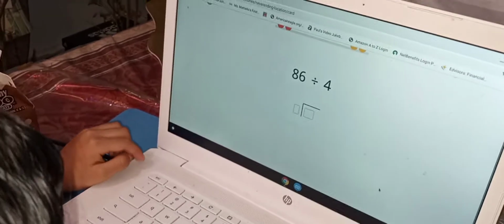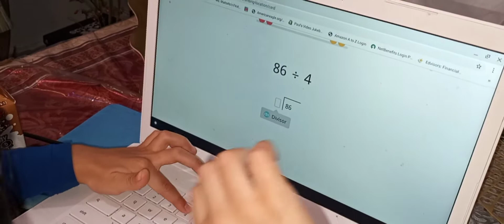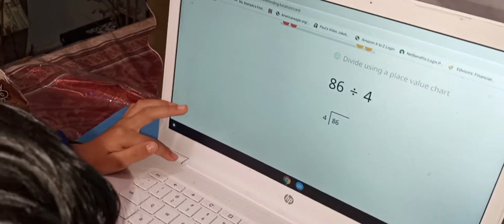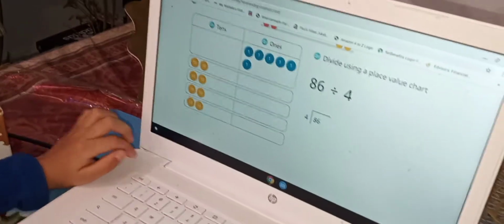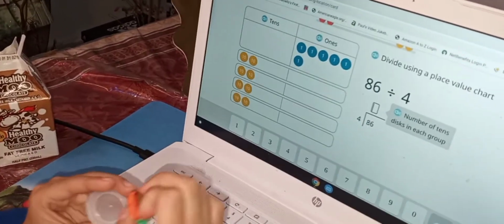Alright, now 86 divided by 4. 4 is the divisor. Now first, wait, listen. The first number, what number do you divide first? Please, can you listen to me?